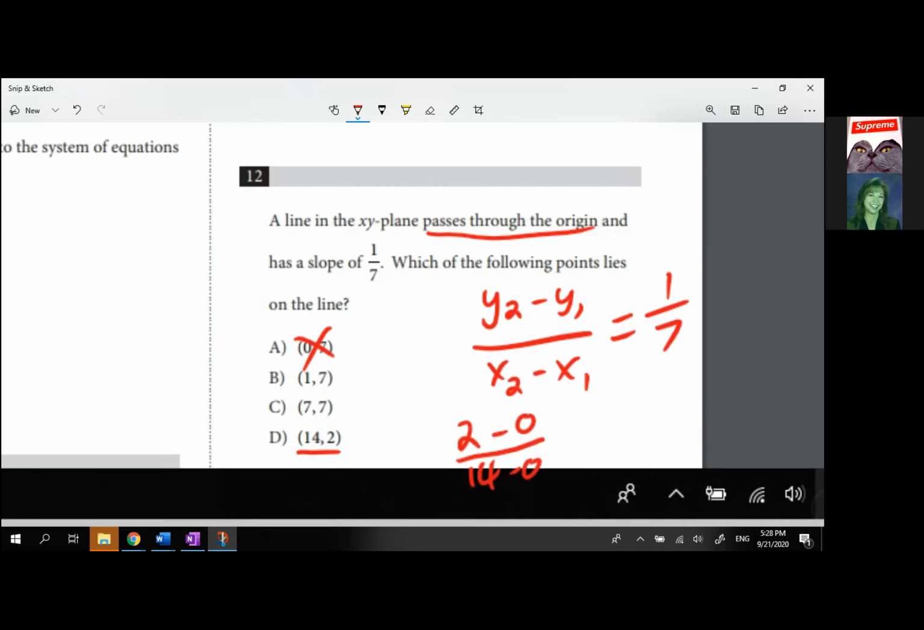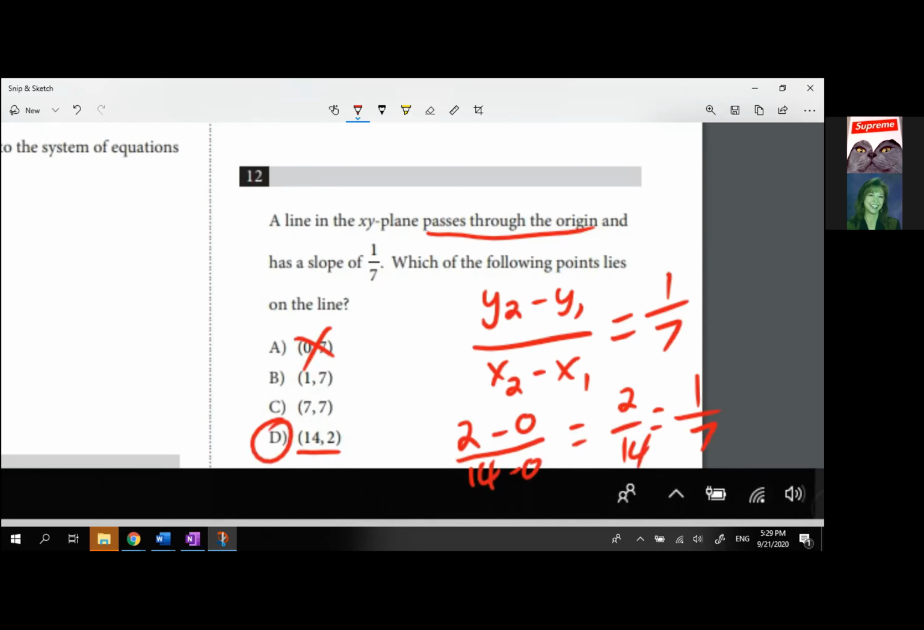What I did here was I used these coordinates as the y2 and x2, and the origin as the y1 and x1. What we get here is 2 over 14. We can simplify this by dividing both the top and bottom by 2, and we get 1 over 7. So this is our slope, and this makes sense. So D is the correct answer here.